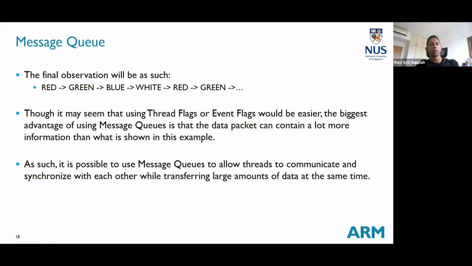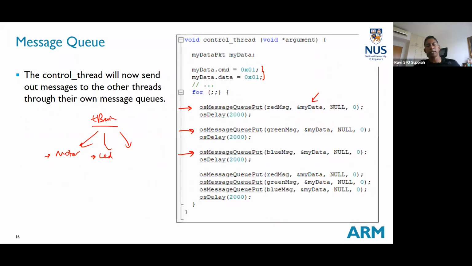So in this example, what will we see? If you see down here, the very first time I put a red message and then I block. Since I do an OS delay, I block myself, which means I will not be able to send the second message, correct? So this is message 1, this is message 2, this is message 3. After I send message 1, since I block, I will not send out message 2 until I finish that 2-second delay.